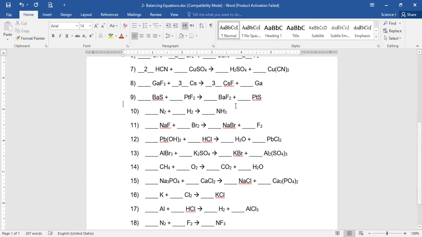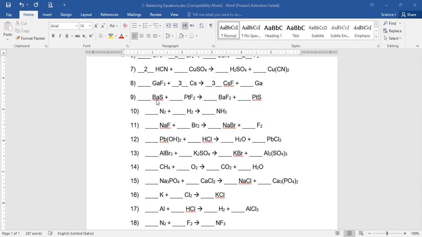Multiply what? 2. Why should we multiply 2? Multiply 2 by 2. Where should we write 2? Do you find this equation balanced or not balanced? What do you think? It's already balanced, yes? Take your time.